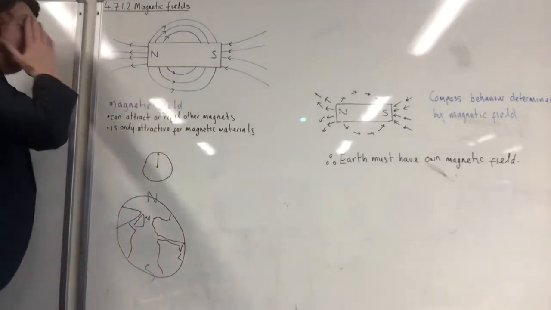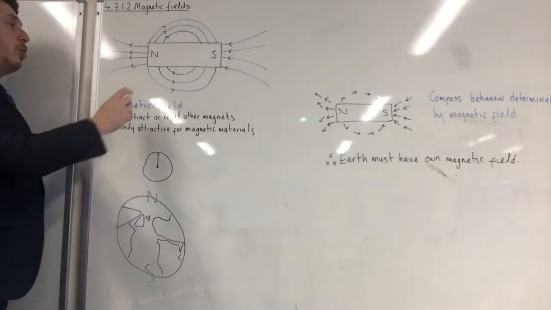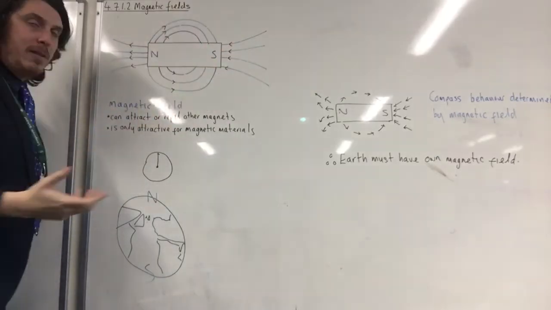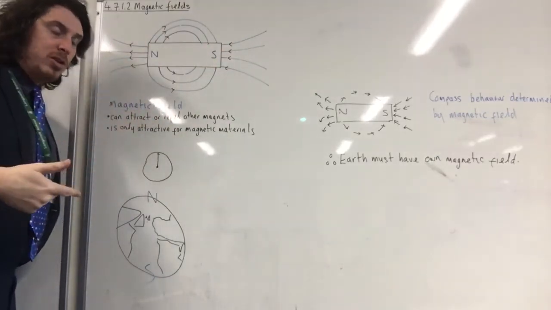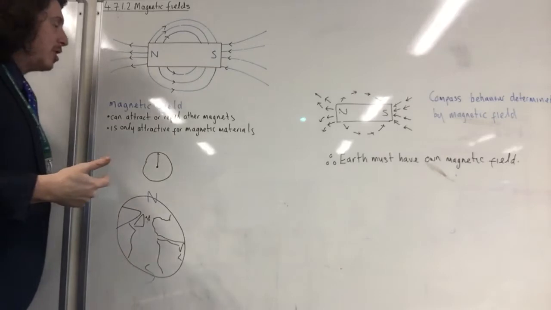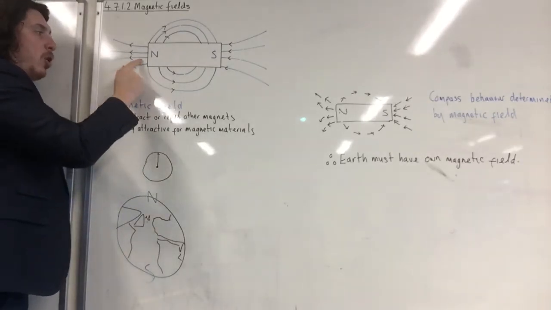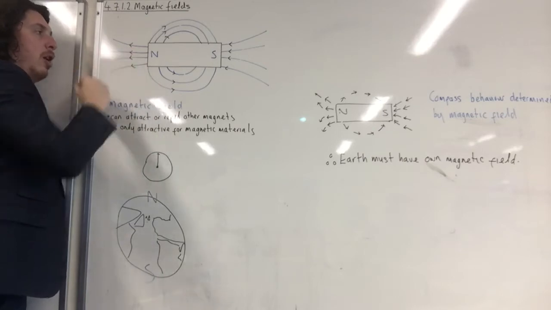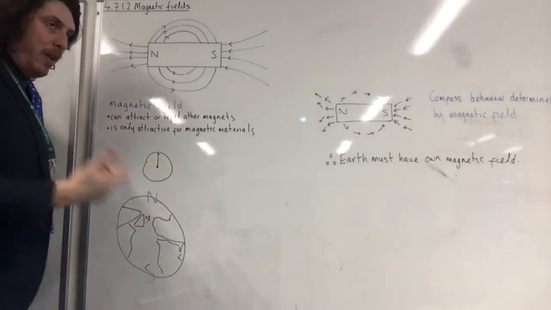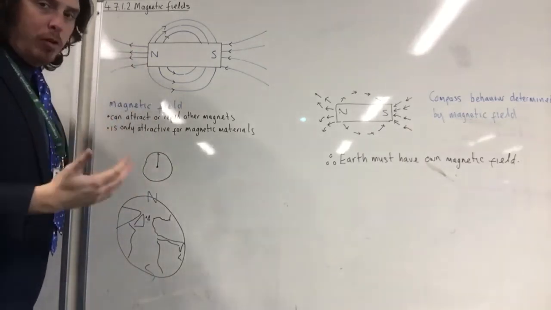Let's have a look at the magnetic field shape. So, you will notice this pattern. It's the same for a coil of wire, known as a solenoid as well, that's got electricity passing through it. And what you'll notice is the arrows point away from the north. That's right. Magnetic fields travel in a direction from north to south.